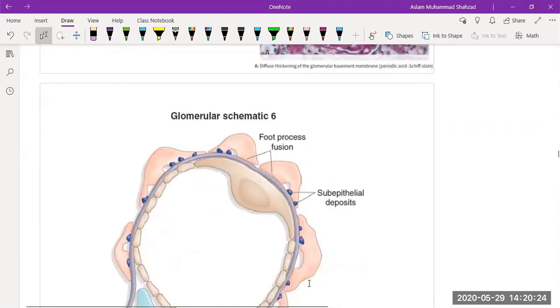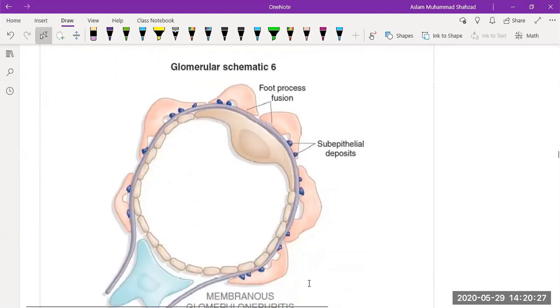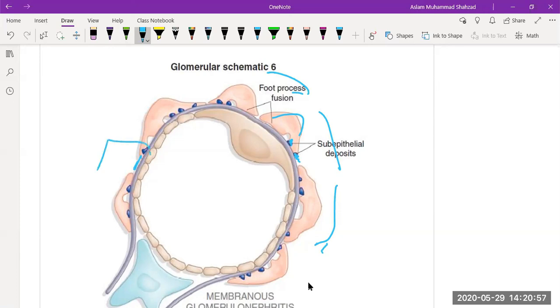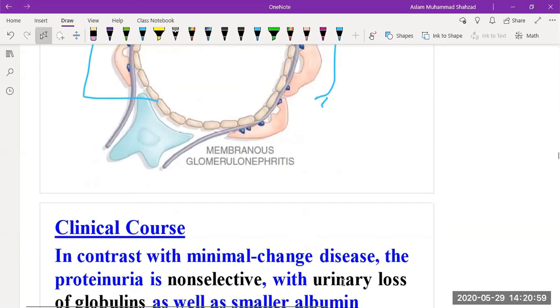So again, this picture is showing you that these round structures are the subepithelial deposits. And why? Because of the immune malfunction. Then foot process fusion. These are the foot processes. They are widely separated here. But what happens here, if you take a look between these two, or between these two, the space between two foot processes is reduced and they become narrowed, close together. This is a normal picture. So you can see this happen in the disease.